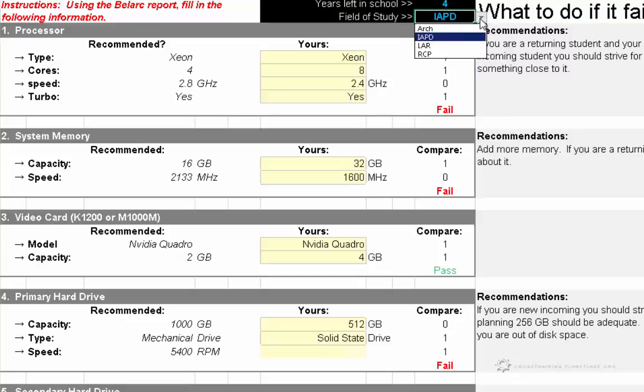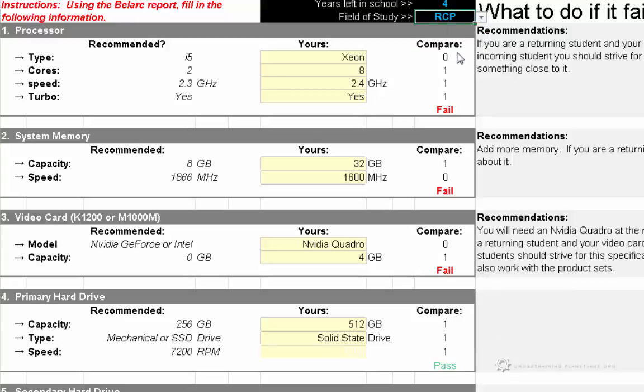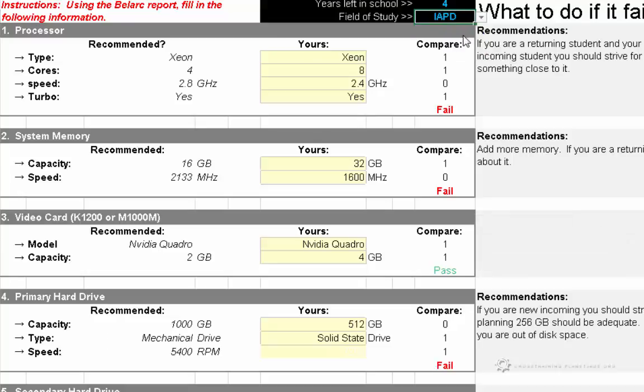Now let's just say I was in planning. As you can see, if you are in planning, the specifications are very different. So make sure that you pay attention to this field of study drop-down box up here at the top. I'm going to switch it back to interior architecture and product design.